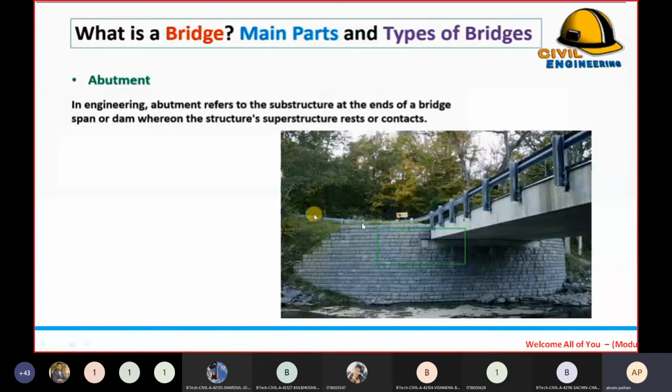So the design of the abutment again depends upon the load which is coming from the bridges, and also the erosion from the rainwater. So the thickness plays an important role while designing the abutment in the case of bridges. So this is one of the important components of the bridge.